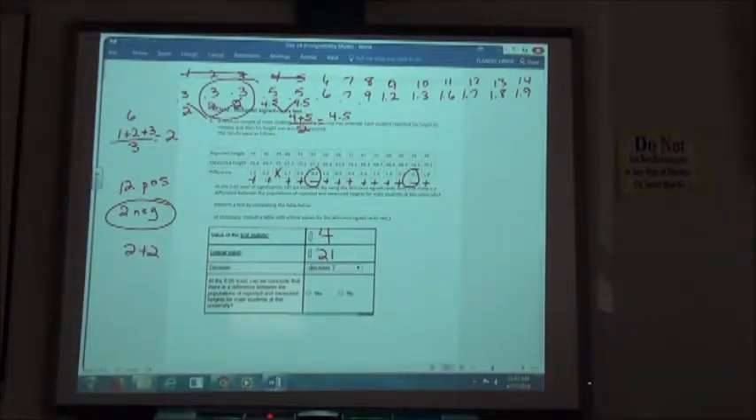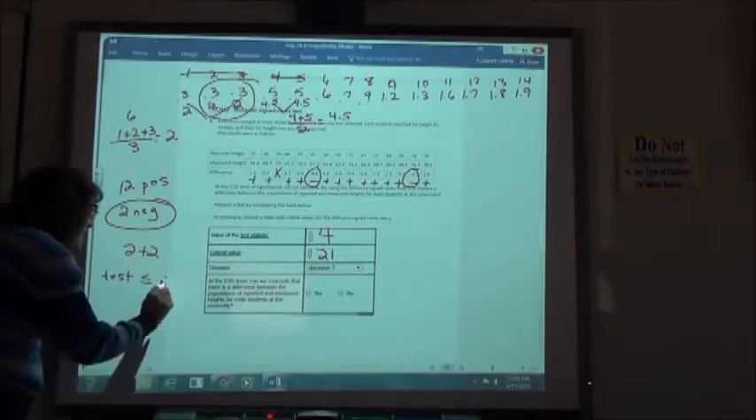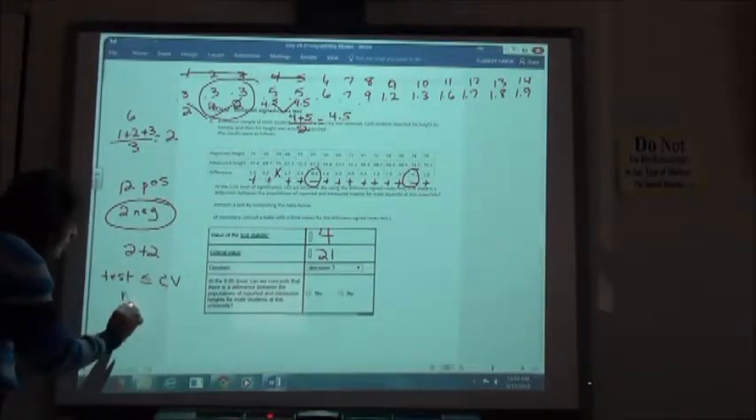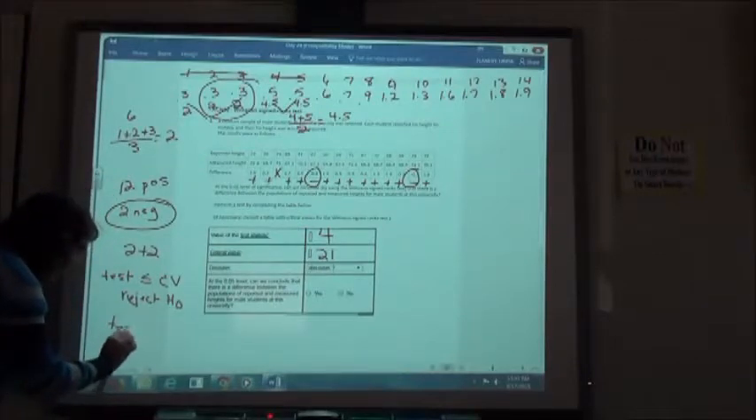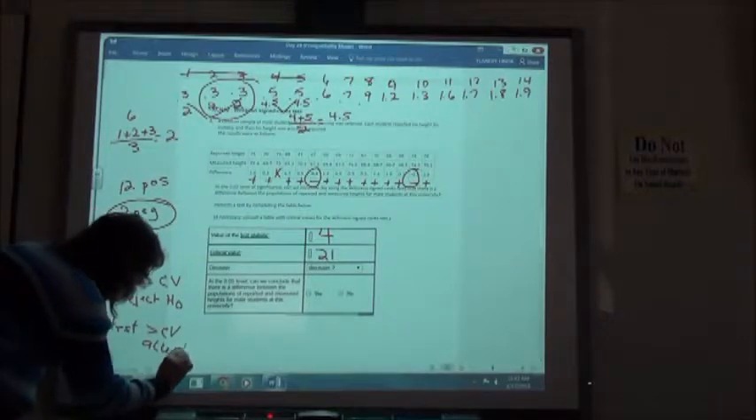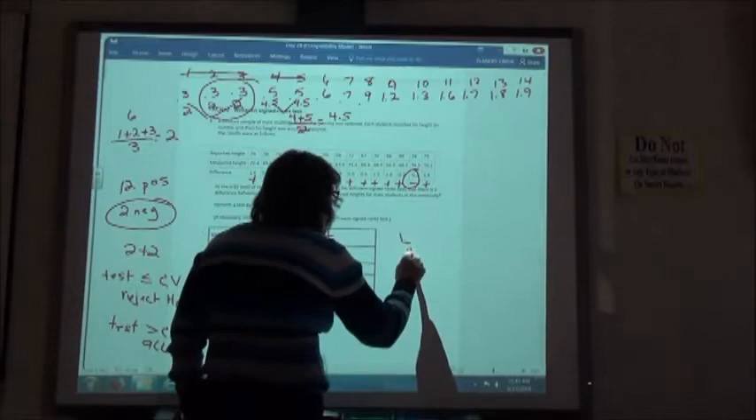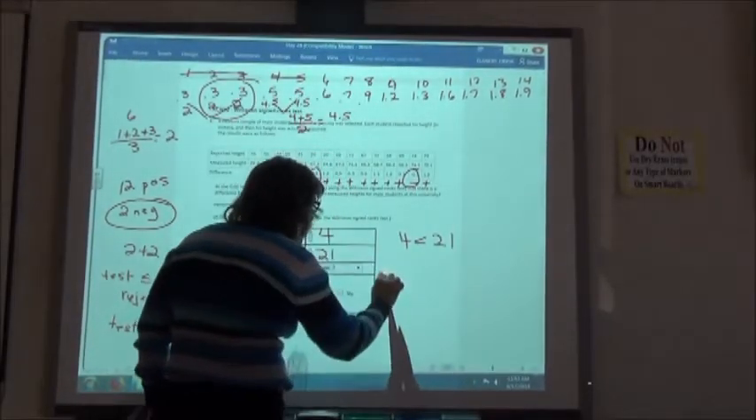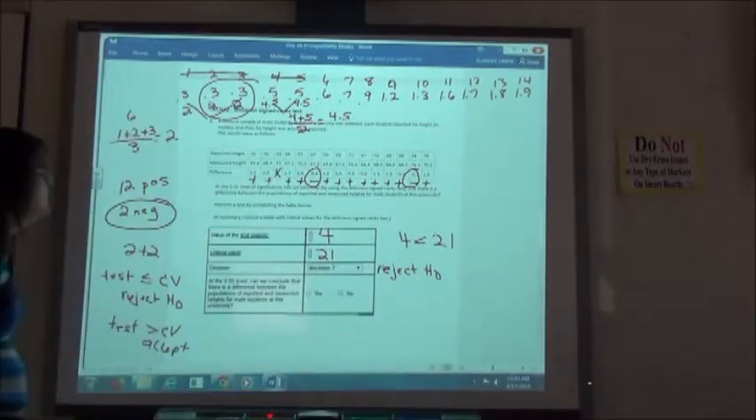Now that I did all that work, I can make my decision. My decision basically is the same way we did before. If my test value is less than or equal to my critical value, I reject the null. If my test value is greater than my critical value, we accept the null. So in this case, my test value is 4. That's way less than 21. We're going to reject the null statement.